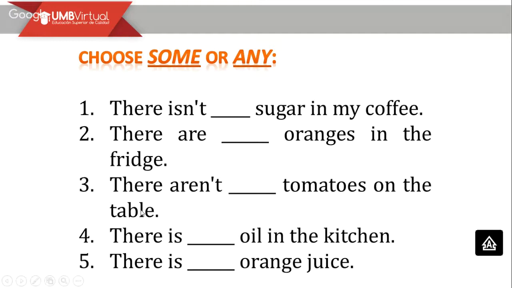Es como cuando nosotros decimos, no hay azúcar en mi café, hay algunas naranjas en la nevera, no hay tomates encima de la mesa. Okay? There is some oil in the kitchen, right? Hay algo de aceite en la cocina, and there is some orange juice. Okay? Good. According to those examples, we are referring to countable and uncountable things, in more detail, according to some and any.